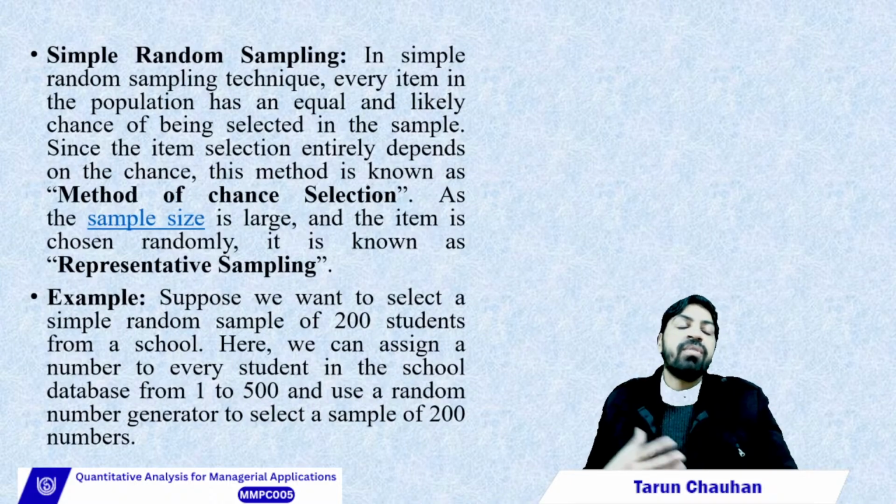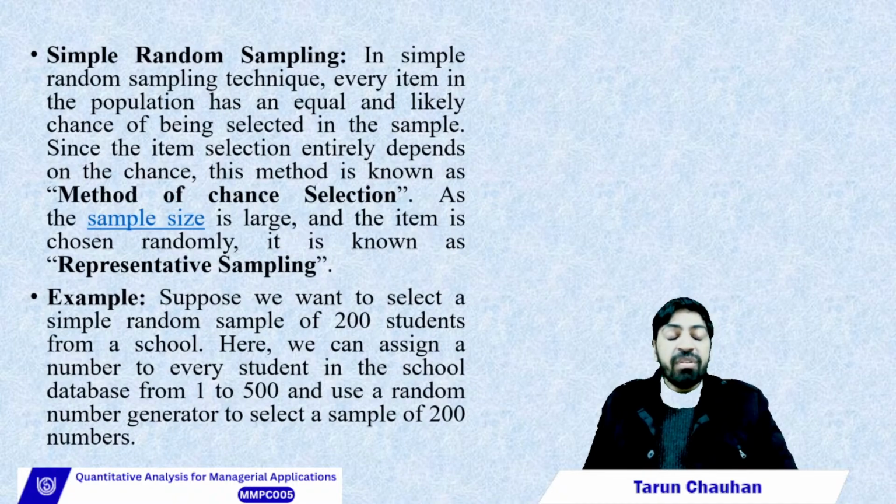Let's understand more about this type with the help of an example. Suppose we want to select a simple random sample of 200 students from a school, and we can assign a number to every student in the school database, from 1 to 500. So we use a random number generator to select the sample of 200 numbers. We can take, say, a gap of 5.